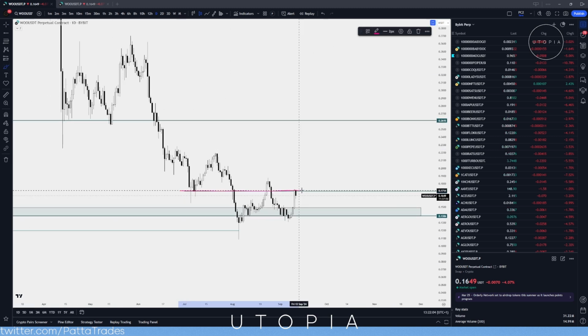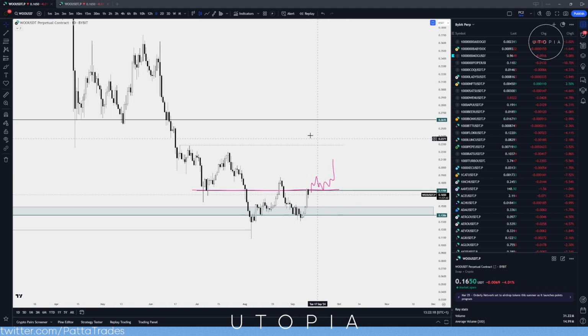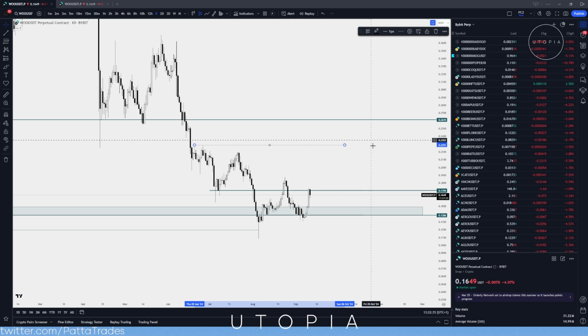If we look at potentially putting in a reclaim above here, we could look at trading towards these highs up here. If Wu can reclaim 0.17, I think there's a good chance you can see a move towards like 0.23. Until then, just expect it to continue to range in here. What I could do is leave those highs on. So that's a nice area to look for.